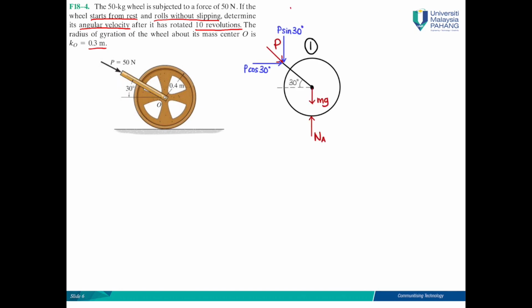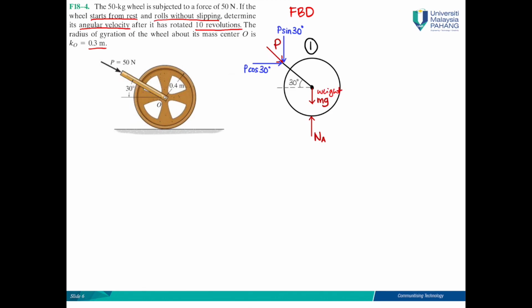All right. The first thing to do is to draw the free body diagram. So this is the free body diagram of the rigid body. We have a weight here. Mg is the weight.